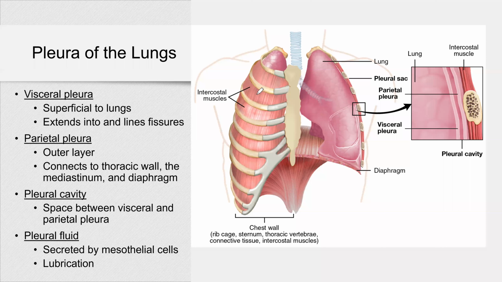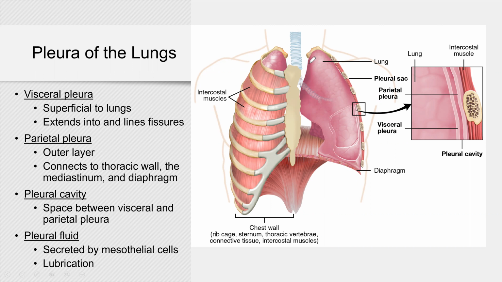Okay, now pleura. Where are your lungs located? Your lungs are located in the thoracic cavity. It's a ventral body cavity. Remember, the thoracic cavity is divided into the pericardial cavity, the superior mediastinum, and two lateral cavities. We call them pleural cavities. So lungs are inside pleural cavities. They're protected by ribs and by intercostal muscles.